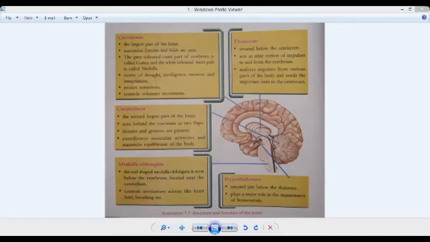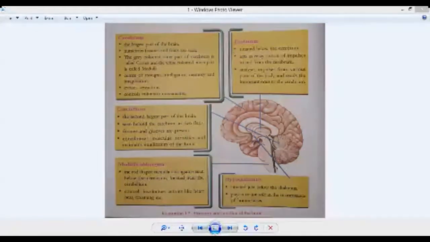What do you mean by voluntary and involuntary movements? That also you have studied last year. Voluntary movements are what we do according to our wish. And involuntary means what we do not do according to our wish. So the cerebrum controls our voluntary movements. Whatever we do according to our wish is controlled by the cerebrum. Is it clear for you?